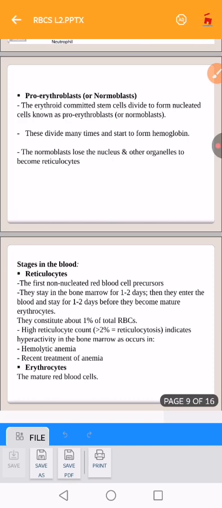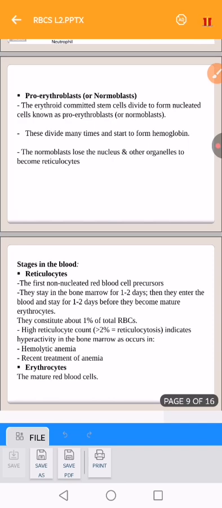What is the percentage of reticulocytes in the blood? It's only 1%. After 1 to 2 days, the reticulocyte immediately becomes a mature RBC. Okay, it just stays 1 to 2 days. So that means in our circulation, in our blood, when we take a sample from our blood, 99% is mature RBCs, and only 1% is reticulocytes.